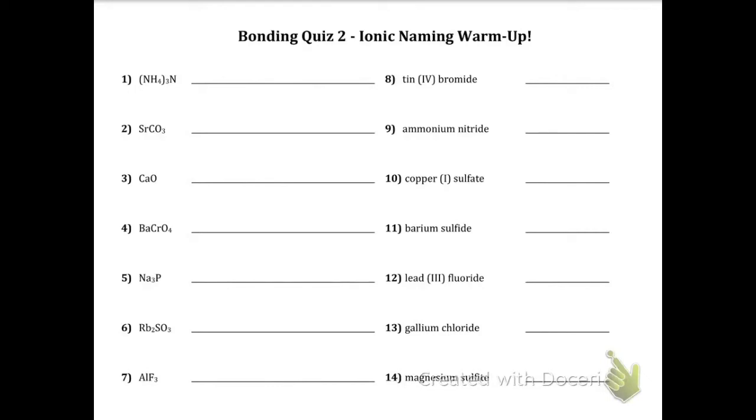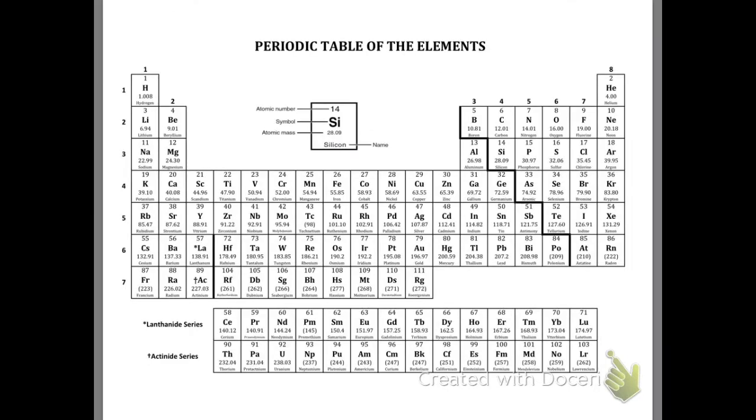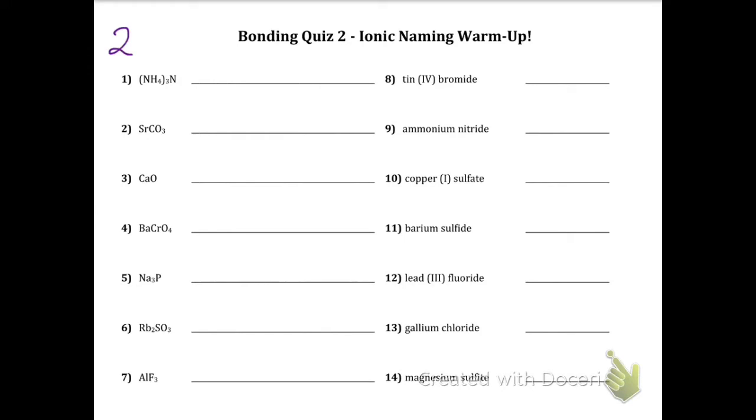So now I'm going to go over your second warm-up. So basically, it's your ionic naming going back and forth between formula and name. Okay, so just to recap, when you are on the formula side, you want to make sure whether you have two versus three elements. Remember, three tells you there's a polyatomic, right?